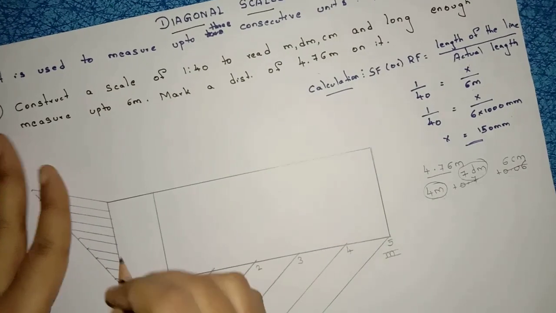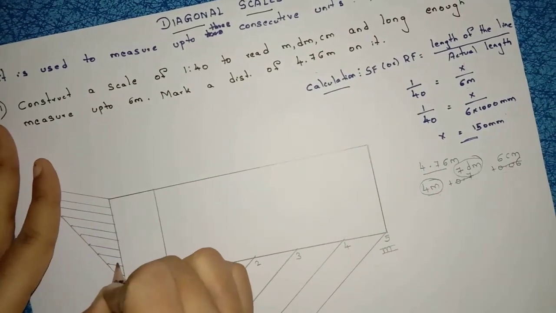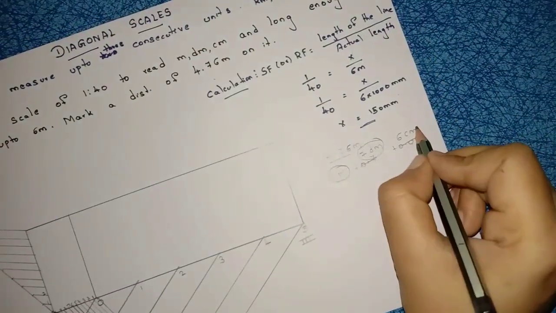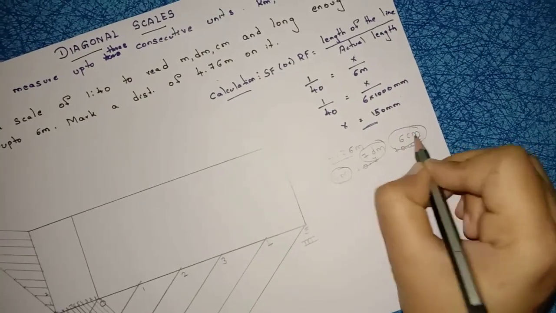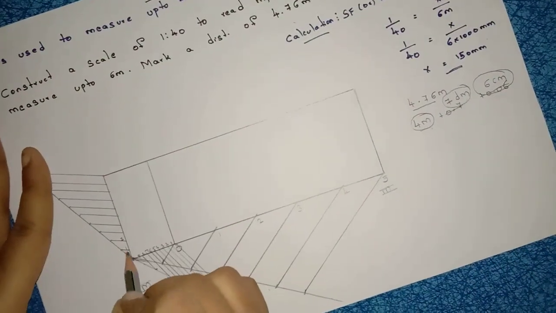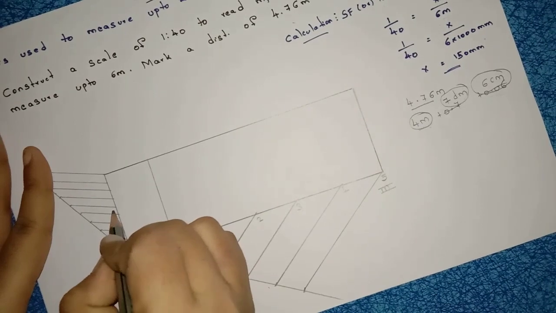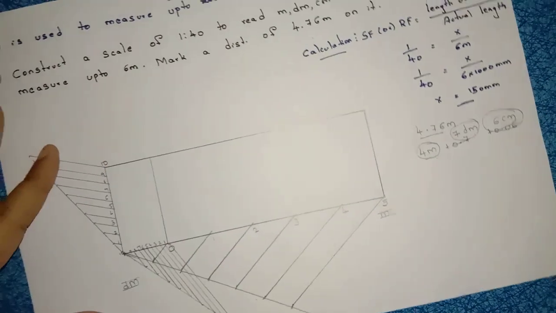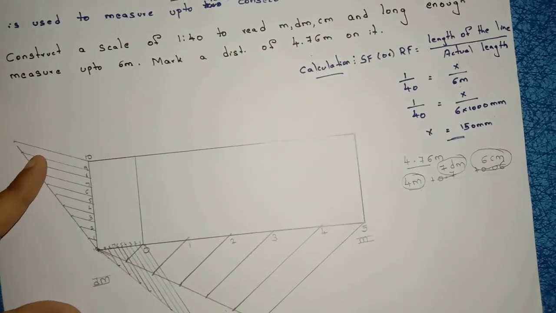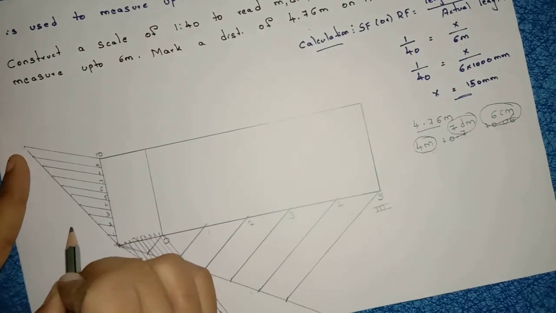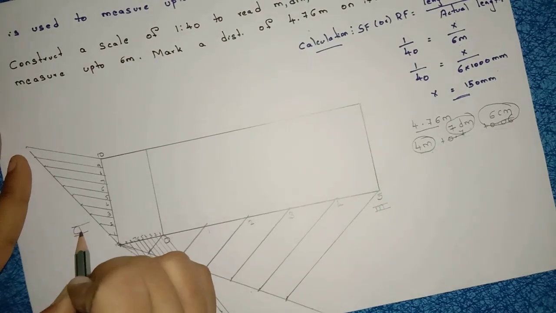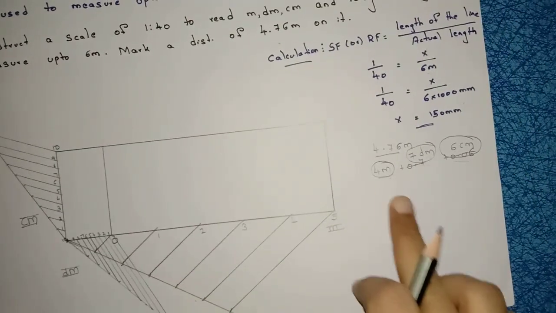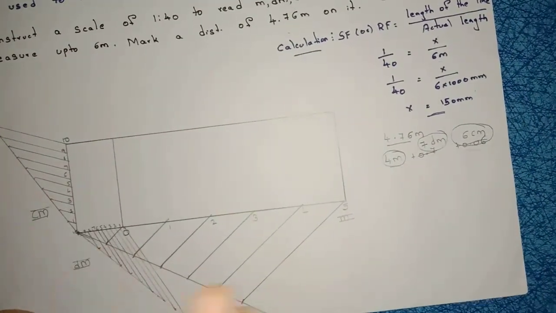Right, so this is 0, 1, 2. Next we have to mark 6 centimeters. So in order to mark 6 centimeters, I have written 1, 2, 3, 4, 5, 6, 7, 8, 9 and 10. Right, so centimeters, I am writing here this portion as centimeters. Based on this output, I am writing numbers here.